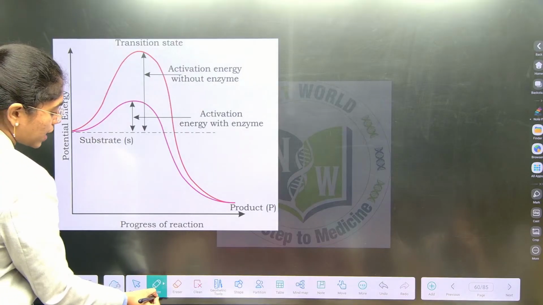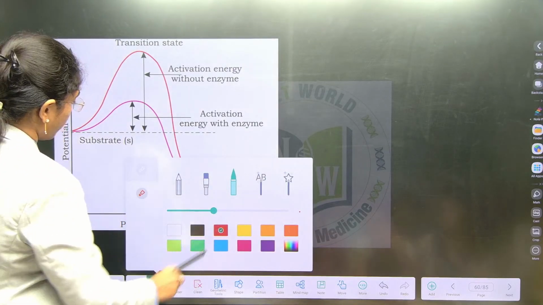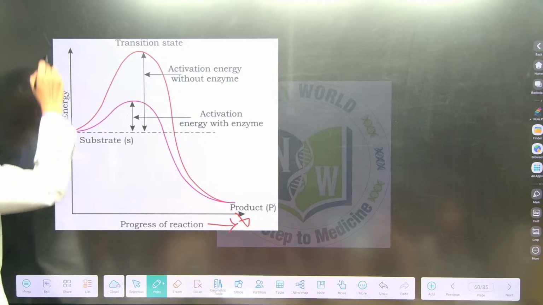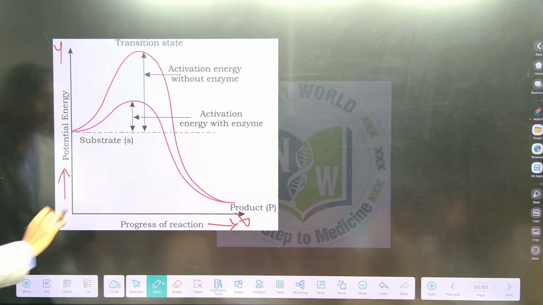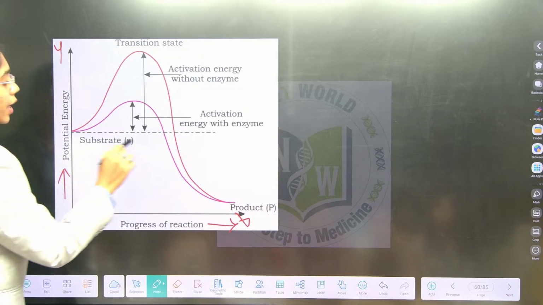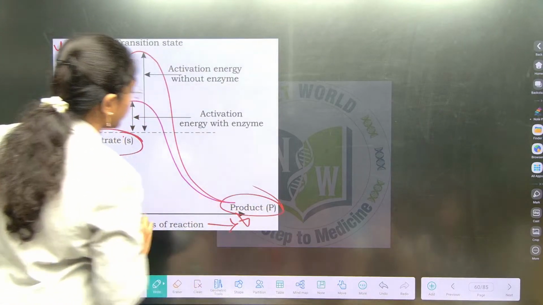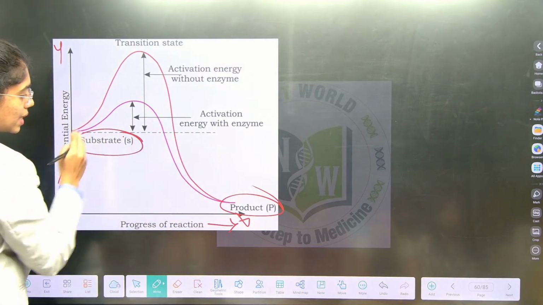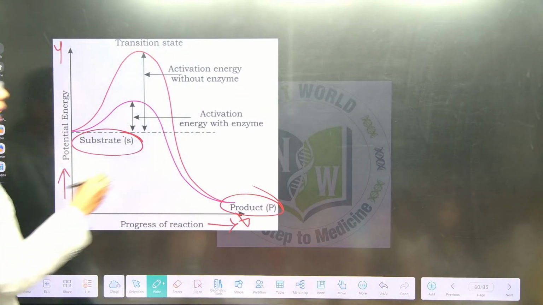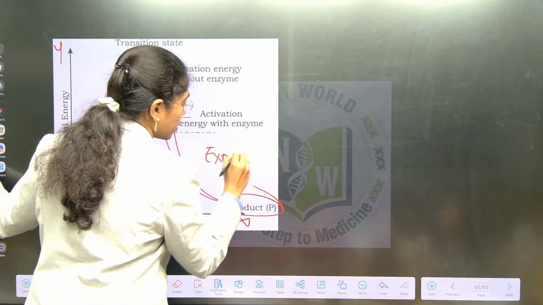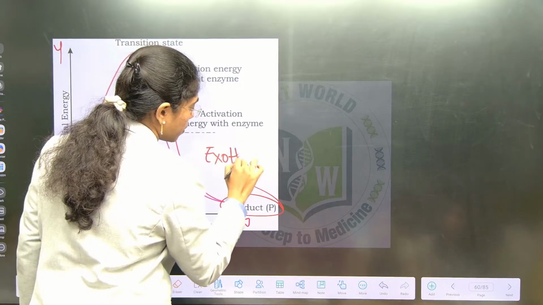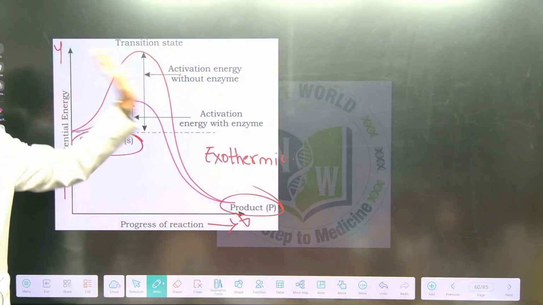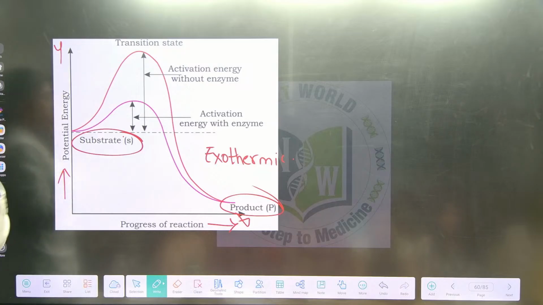What is cited on the x-axis, what is there on the y-axis is very important. On the x-axis you will see the rate of reaction or progress of the reaction. Over the y-axis you will see the potential energy. Here you observe substrate and product that is formed. If the energy of product is less than that of substrate, okay, the reaction is said to be exothermic. If the energy of product is more than that of substrate, the reaction is said to be endothermic.